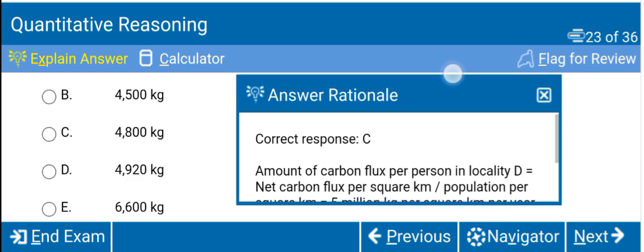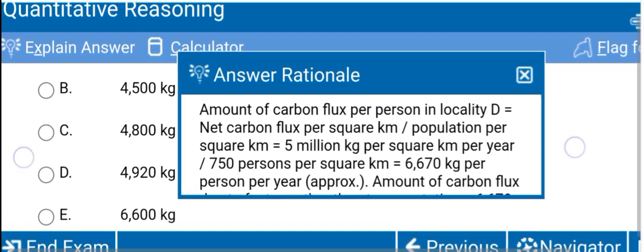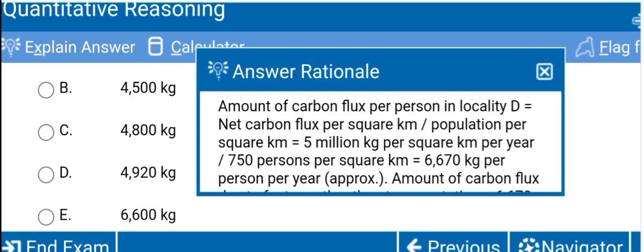So here we have correct response is option C, as the amount of carbon flux per person in locality D equals net carbon flux per square kilometer divided by population per square kilometer, equals 5 million kilogram per square kilometer per year divided by 750 persons per square kilometer, equals 6,670 kilogram per person per year.